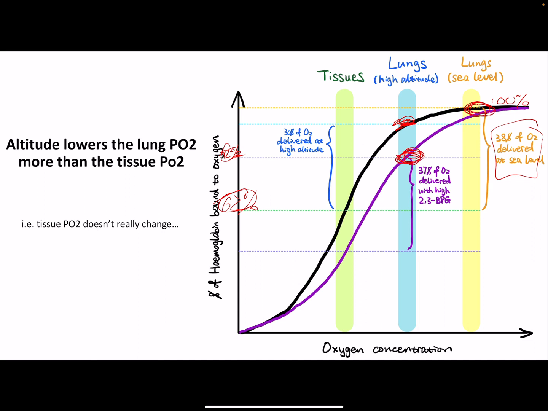But okay, the important thing is that the tissue PO2 doesn't really change. It's only the arterial oxygen that changes, the amount coming into the lungs. The amount in the tissues is the same. So we shifted from here to here for the lungs, but the tissue stays constant. So now if we're at 92% that we pick up, we're still going to offload.